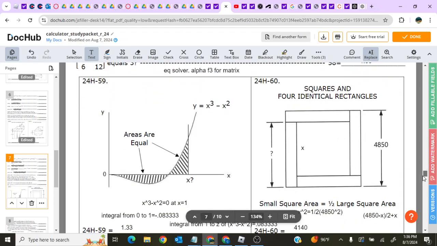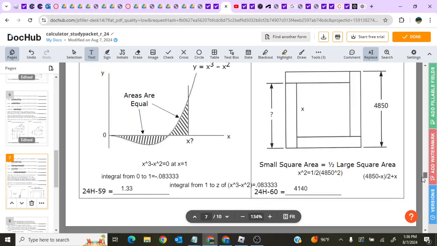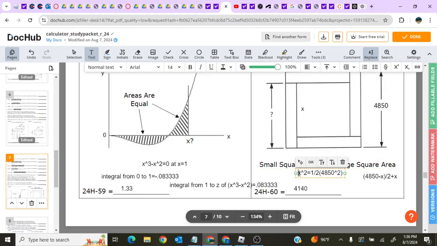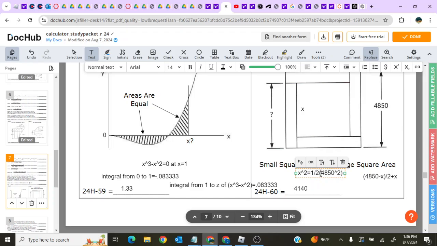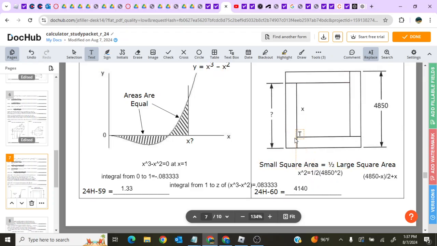Okay, next thing, squares and 4 identical rectangles. Small square value, which is this, is equal to 1/2 the large square value. So let's write an equation for that. Small square side squared is equal to 1/2 the larger side squared. Once you have that x value, you see that this unknown side is equal to that x value plus this segment right here, which we need to find.